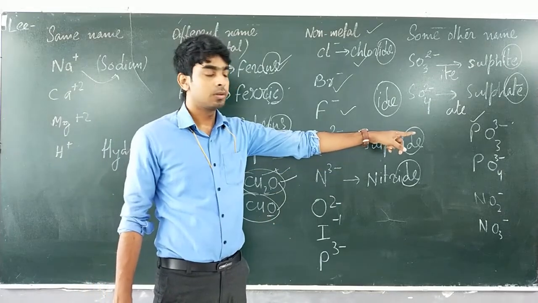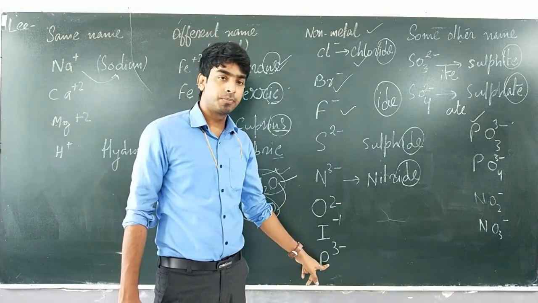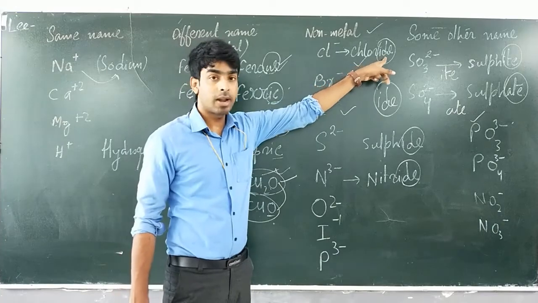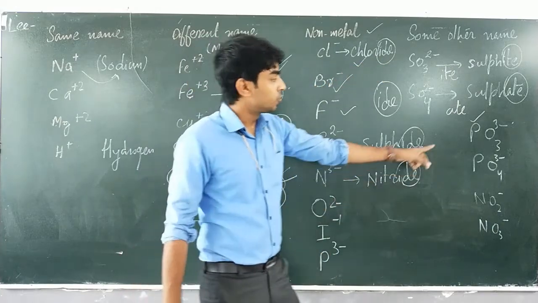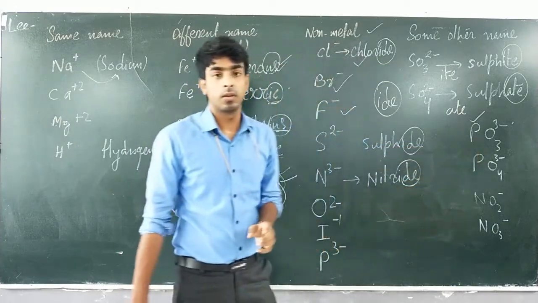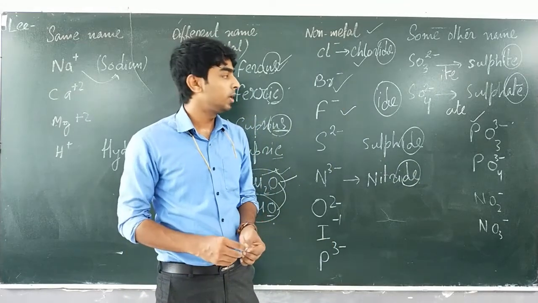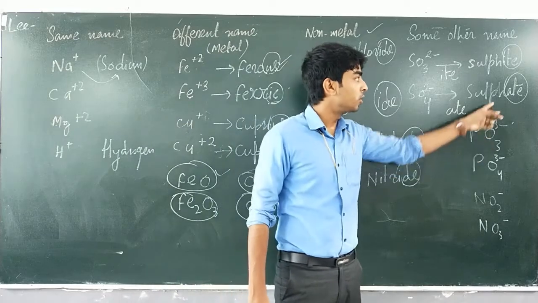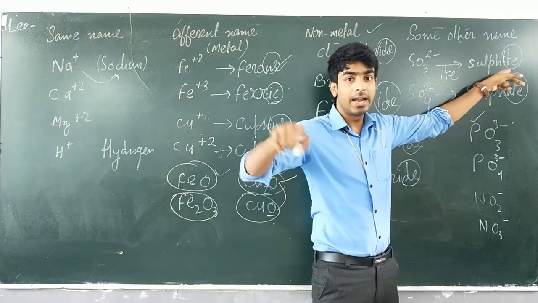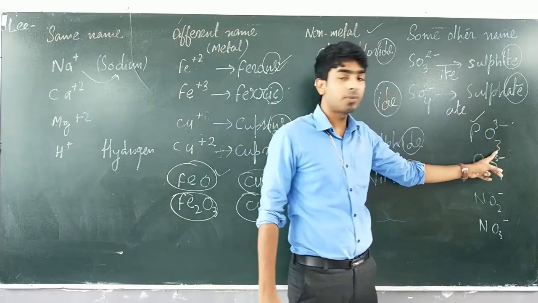Phosphorus. What will be the name? Remember, if we add IDE, then it will be phosphide. So phosphorus will basically be phosphite, ITE, because it is having less number of oxygen.